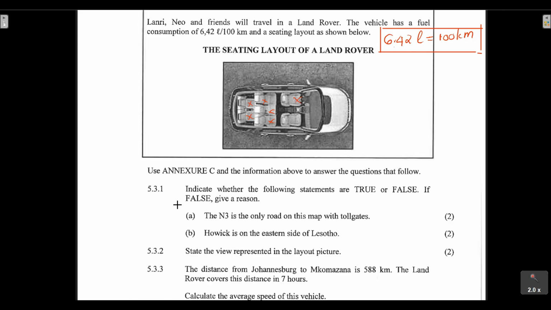Question 5.3.1, indicate whether the following statements are true or false. If the statements are false, give a reason. Okay, so question 5.3.1(a): the N3 is the only road on this map with toll gates.